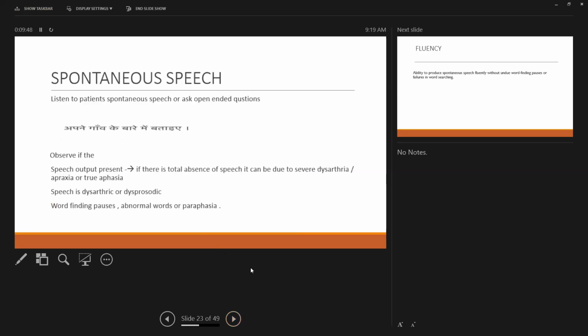First of all, observe the patient's spontaneous speech. Listen to it, and or ask the patient open-ended questions like, tell me about your village, and observe if the speech output is present, or if the speech is dysarthric or prosodic, or if there are any word-finding pauses, abnormal words, or paraphrases. If the speech output is totally absent, that means there can be severe dysarthria, apraxia, or a true language aphasia.